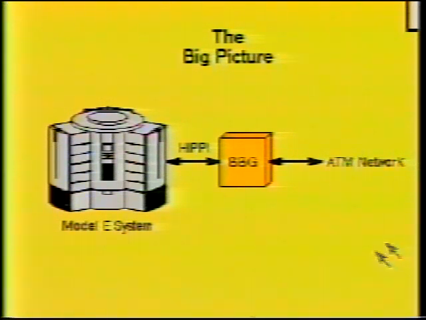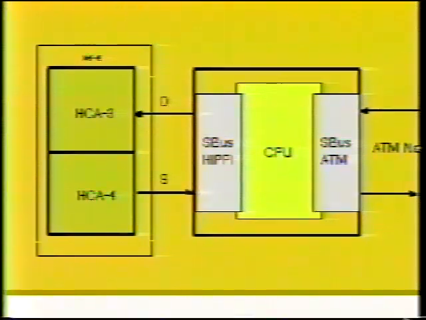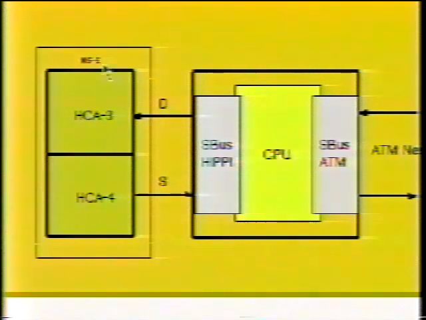And if I could just drag this down, this is kind of a block diagram of this thing. Over here, this is our IOS-E. Okay, this also is not in any of your handouts. What we have here is our IOS-E and our HIPPI board set, which is the HCA3 and HCA4, source and destination. That's what these stand for here. Interface an S-Bus HIPPI card, and we buy this from an outside vendor.